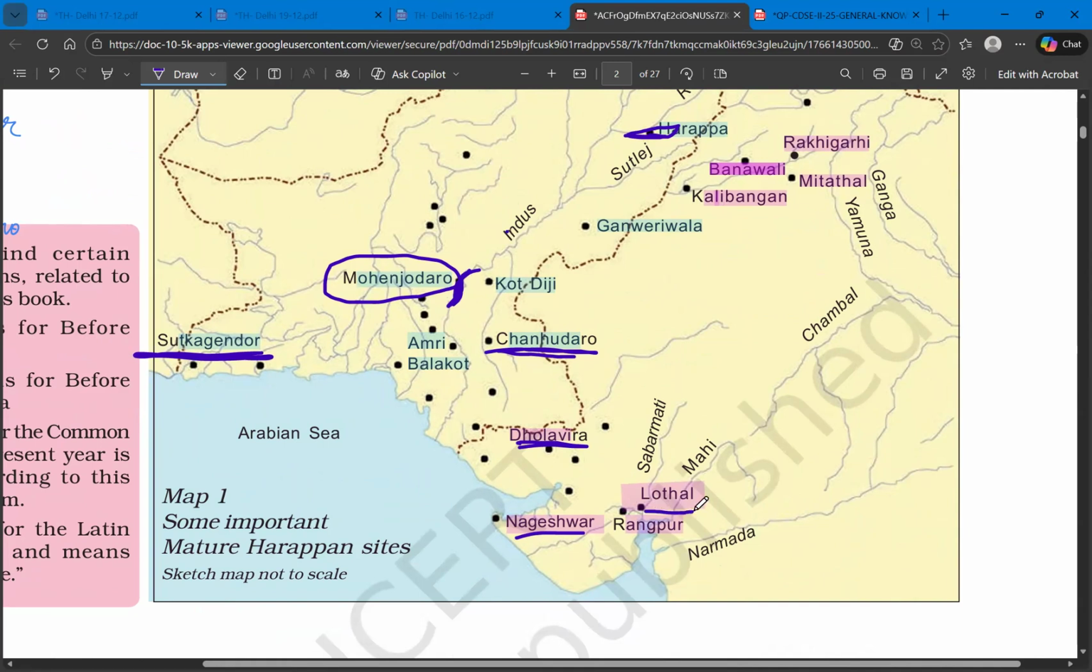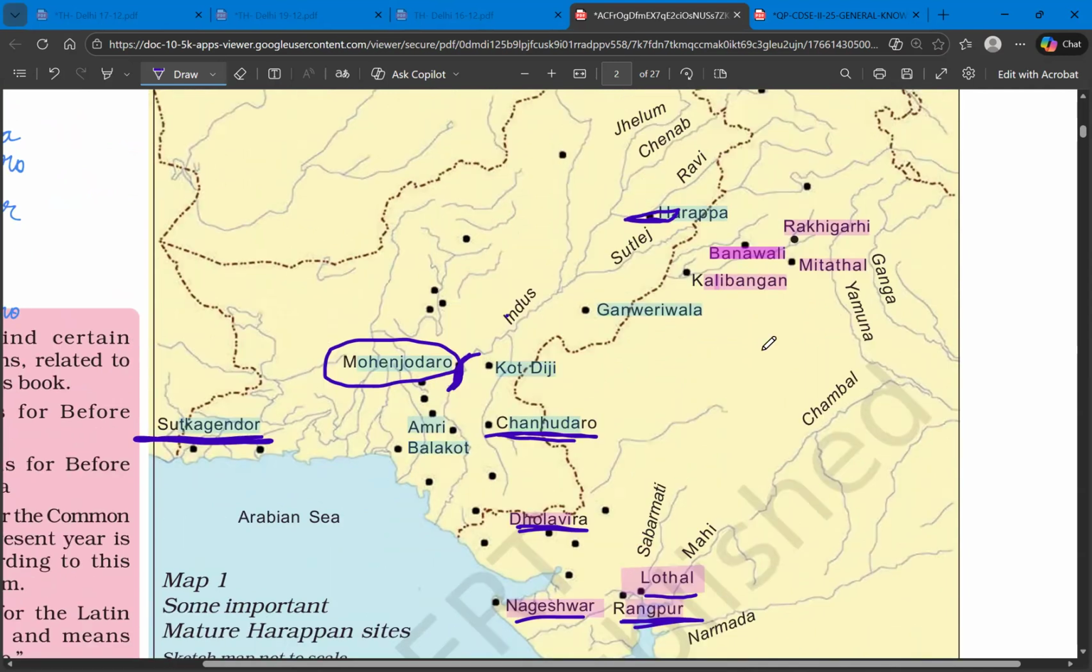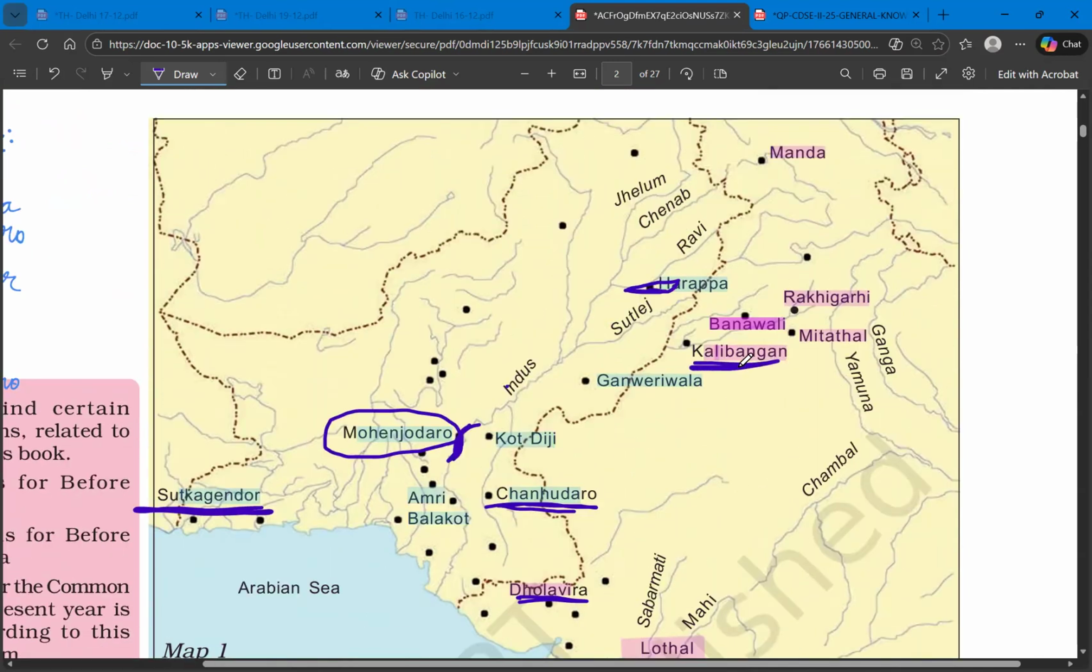Lothal. Lothal is called the port city of the Harappan civilization. And we have Rangpur. We have Kalibangan. And next we have Banawali. Next, Rakhigari. Rakhigari is the biggest Harappan site in India. And then we have Mithathal, and then we have Manda, which is in Jammu and Kashmir.